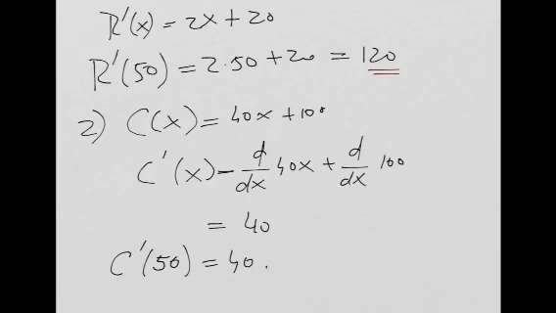Remember that the cost is a line. It's got a constant slope. So no matter how many items I buy, each extra one costs $40. Yeah. Now, you're also asked about the optimal number of items to sell to optimize profit.